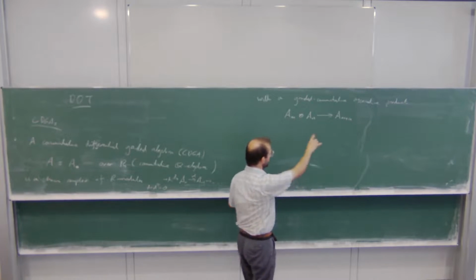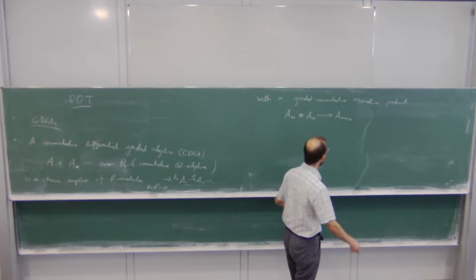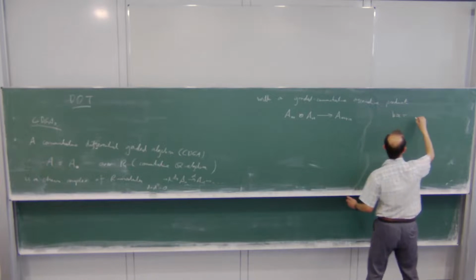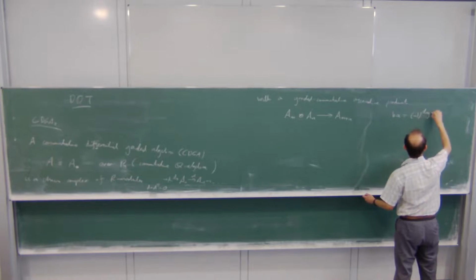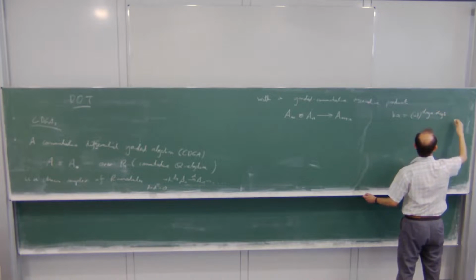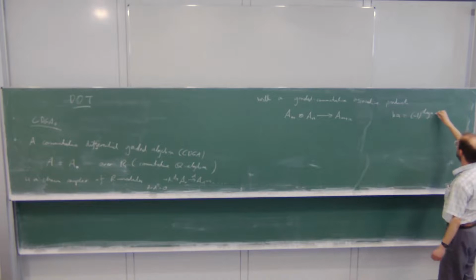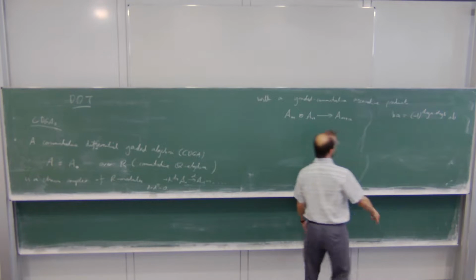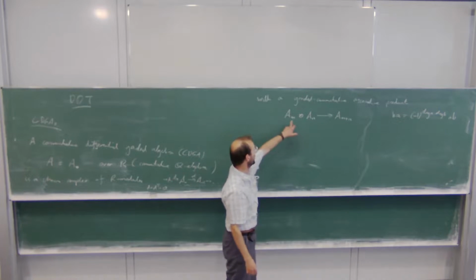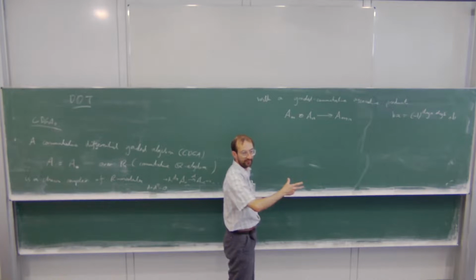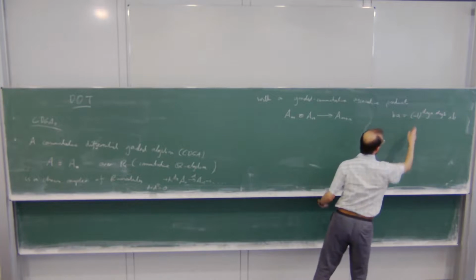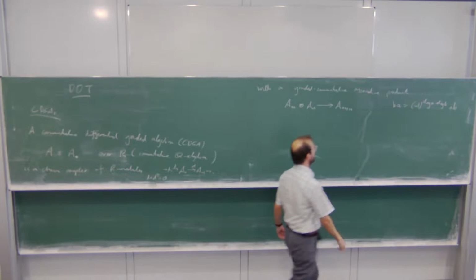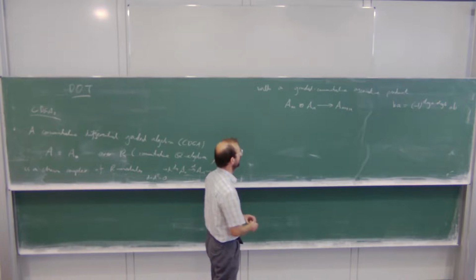The graded commutative and associative conditions are saying that BA is (-1) to the degree of A times the degree of B, times AB. So if one of M and N is even, then this is just normal commutativity. If they're both odd, you get a minus sign. And for associativity you don't have to worry about signs because nothing's passing through anything.